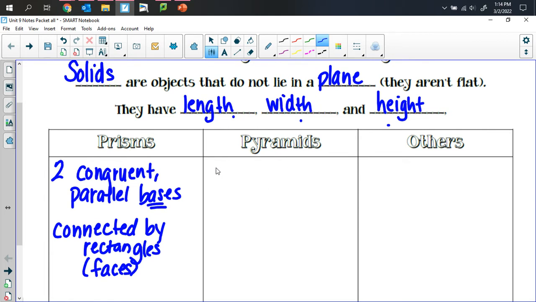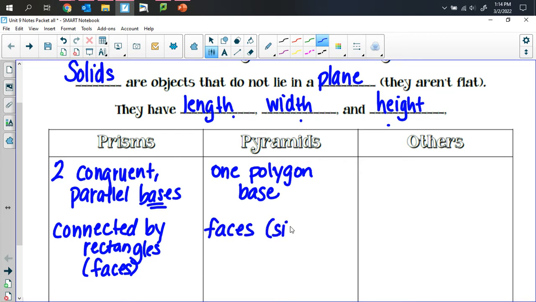For pyramids, we're going to notice that there is going to be one polygon base. So it could be a square, it could be a rectangle, it could be a triangle, it could even be a hexagon or something larger than that. So we have one polygon base. And in addition to that, all of the faces, those other sides that we see on the pyramid, are going to be triangles.